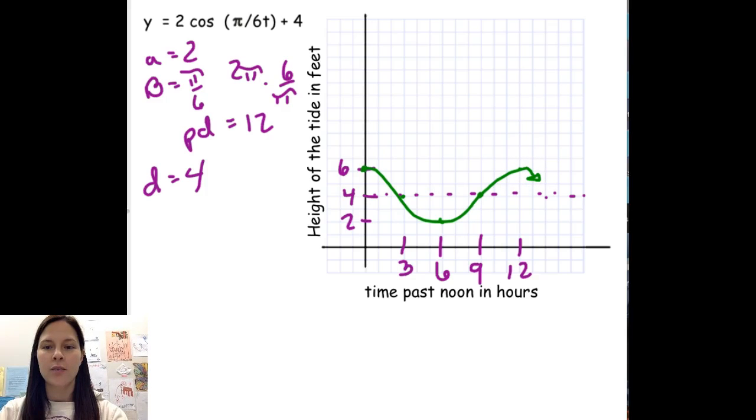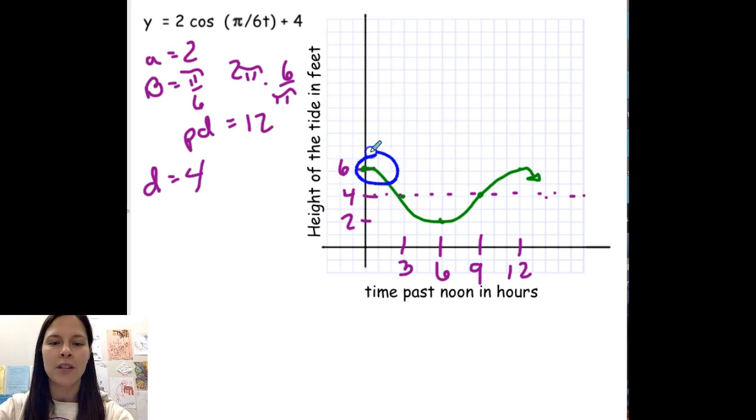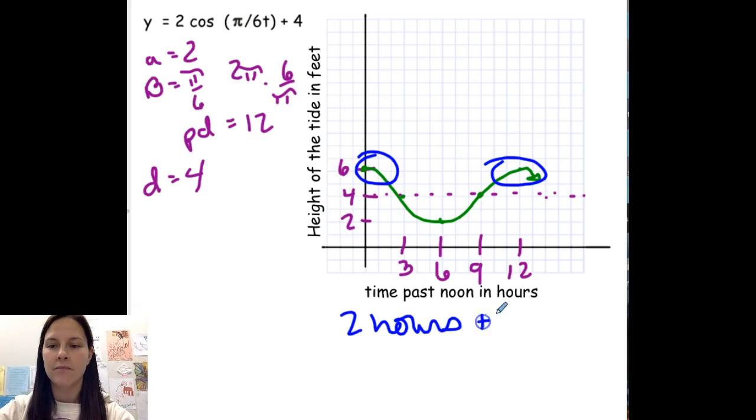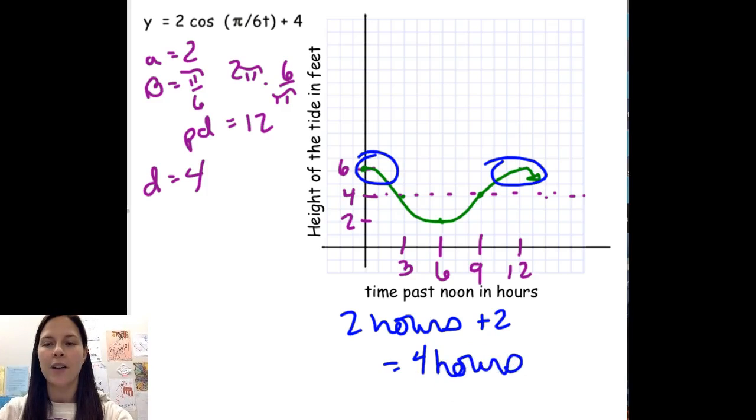In order to answer the question, we need to know where the tide is above 5 feet, 5 feet or greater. We will have to estimate, it depends on how accurately we drew those curves, but that's 5 feet. So it looks to me like we've got about 2 hours here where our tide is 5 feet or greater. Plus over here, we have another 2 hours where it's 5 feet or greater, giving us a total of 4 hours that the tide is 5 feet or above.